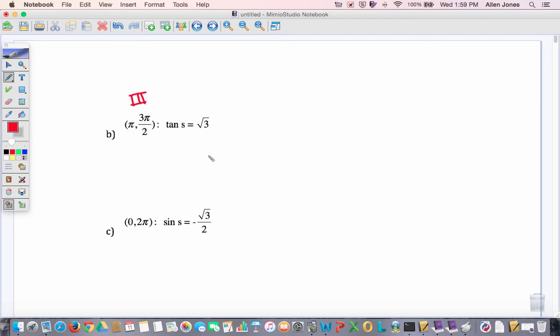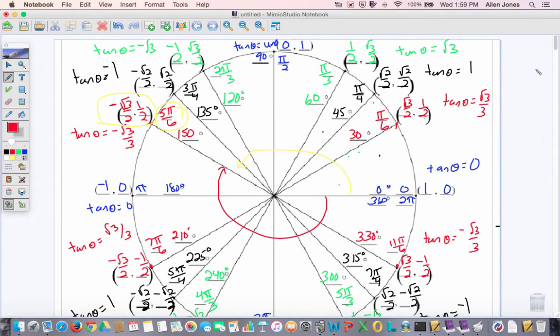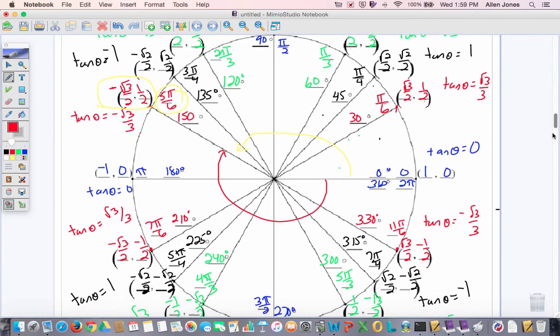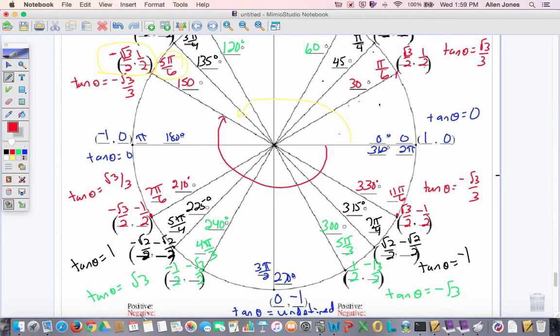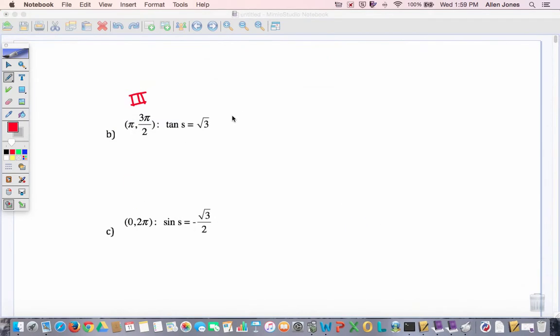Let's go ahead and try a couple more of those. Tangent of s equals square root of 3 between pi and 3 pi over 2. That would put us in quadrant 3. So I'm going to go to my unit circle and find out where tangent equals square root of 3. And if I slide down here in quadrant number 3, tangent equals square root of 3 right here, and that is at 4 pi over 3 radians.